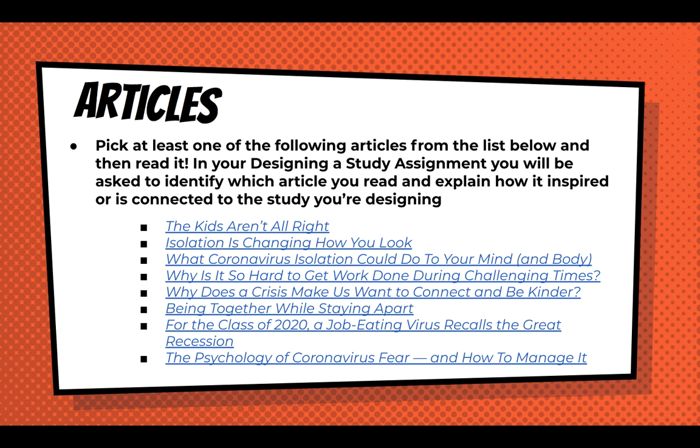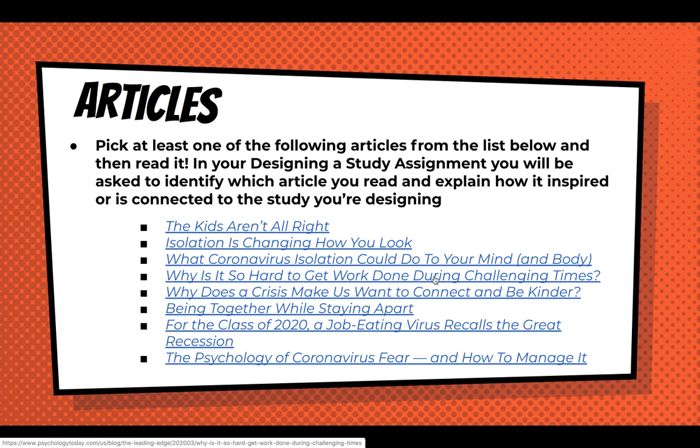I tried to find a variety of articles about coronavirus and how it is somehow related to human behavior. There's one talking about childhood development, which again is a really big topic in psychology, about how isolation is changing how you look. Remember, we spent some time actually talking about social connection and how it's related to our motivations. What coronavirus isolation could do to your mind and body is also really connected to motivation, but also to our own self-image and some of the stuff we talked about in personality.